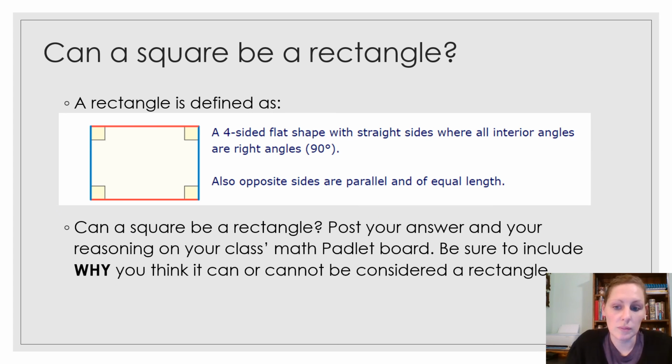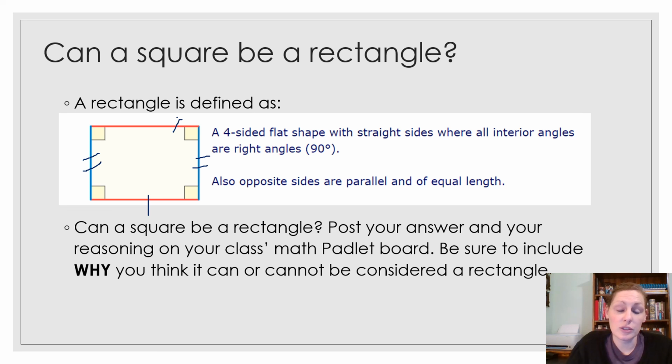Okay, scholars. So, my last question for you is this. Can a square be a rectangle? Now, this is the definition of a rectangle, right? It is a 4-sided flat shape with straight lines where all interior angles are right angles. They're 90 degrees. And opposite sides are parallel and of equal length. So these two red sides are opposite from each other. They are parallel and their length is the same. These blue sides are opposite each other. They are parallel and their length is the same. If that's how we define a rectangle, can a square be a rectangle?